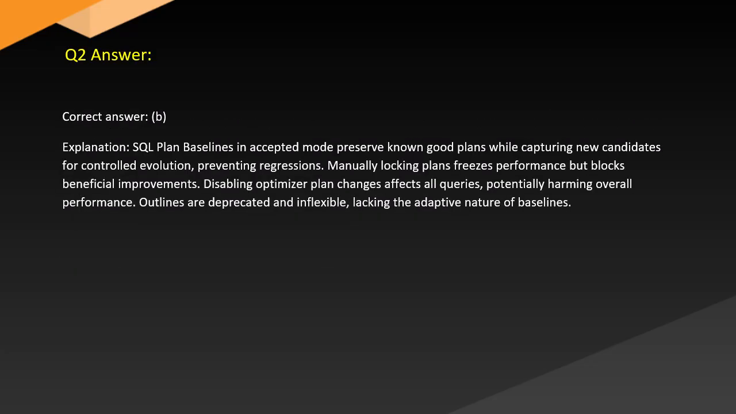Answer. Correct answer: B. Explanation. SQL plan baselines in accepted mode preserve known good plans while capturing new candidates for controlled evolution, preventing regressions. Manually locking plans freezes performance but blocks beneficial improvements. Disabling optimizer plan changes affects all queries, potentially harming overall performance. Outlines are deprecated and inflexible, lacking the adaptive nature of baselines.